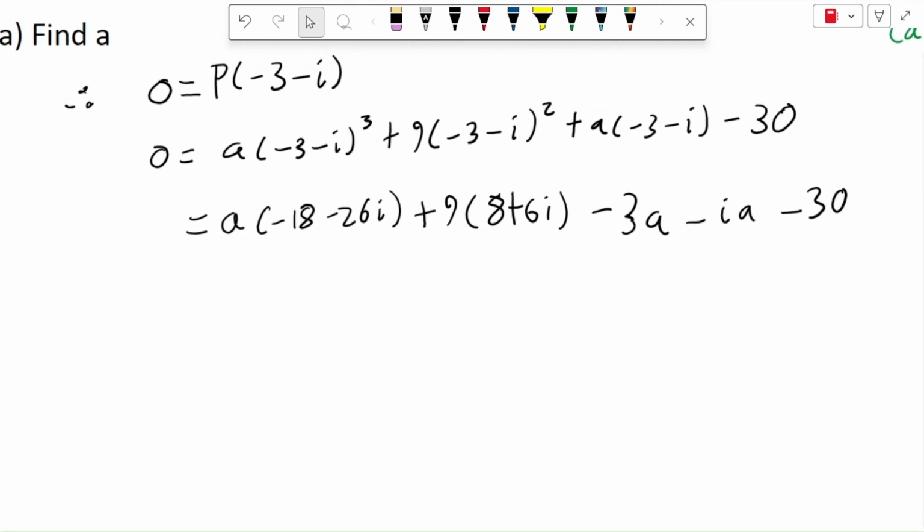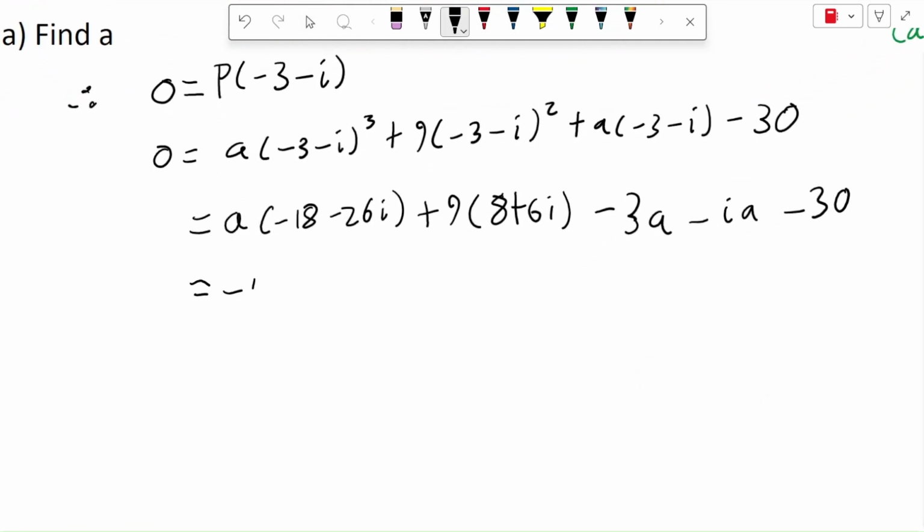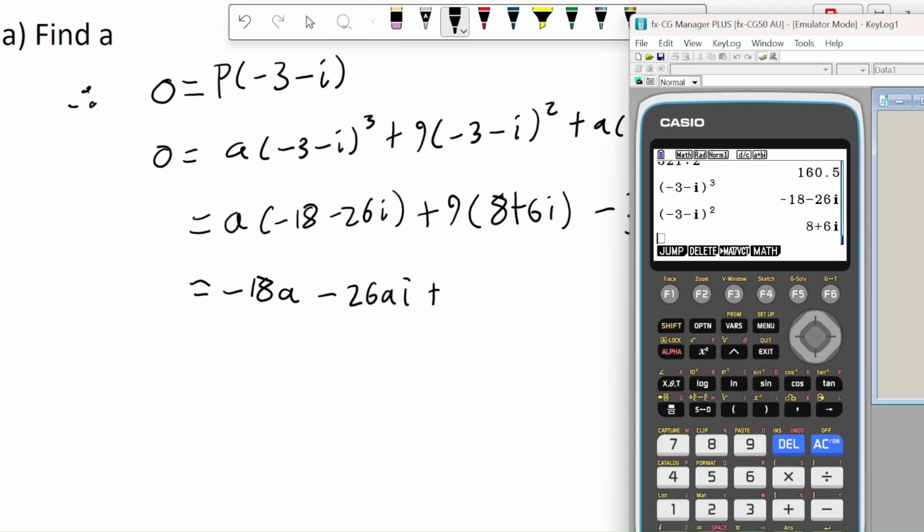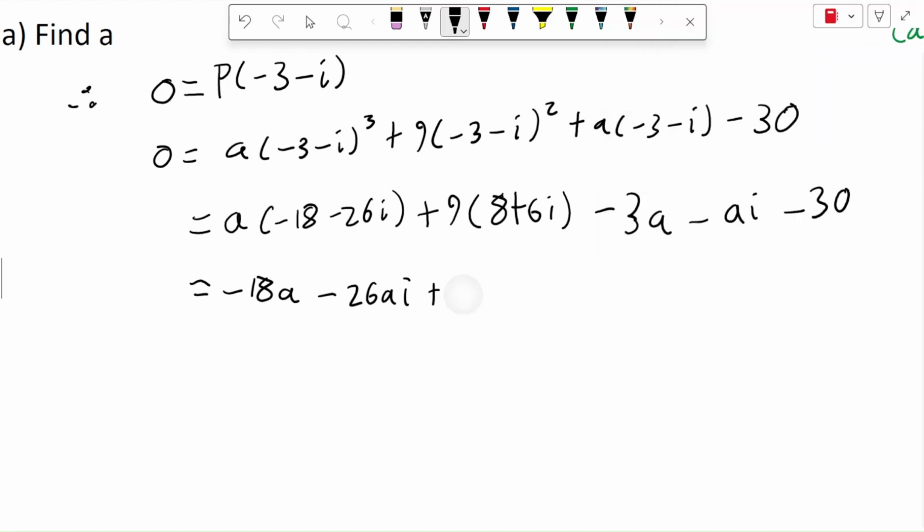All right, so now I can keep expanding. So that gives us minus 18a. This is going to be minus 26ai. I might actually swap the order of those here because i's tend to come at the end. Then this one here, 9 and 8. It's a bit early in the morning for me to work that one out, but it's 72. 9 and 6, 54. All right, we can keep going here.